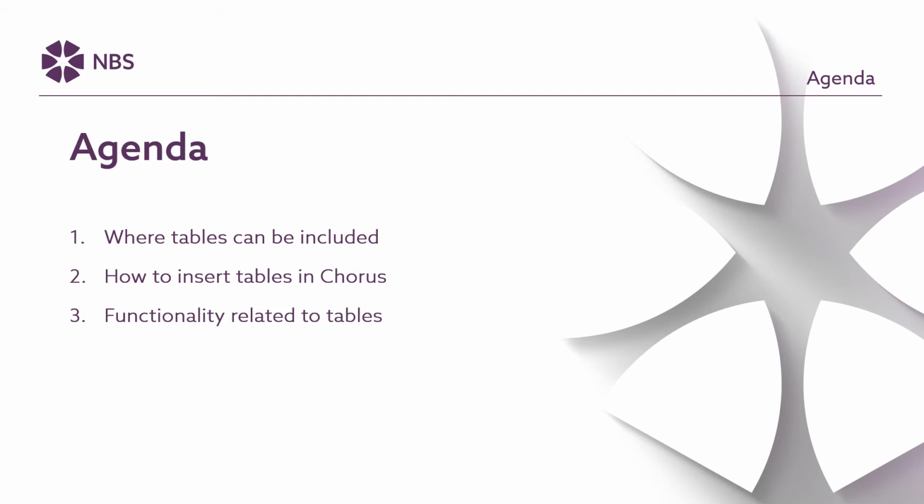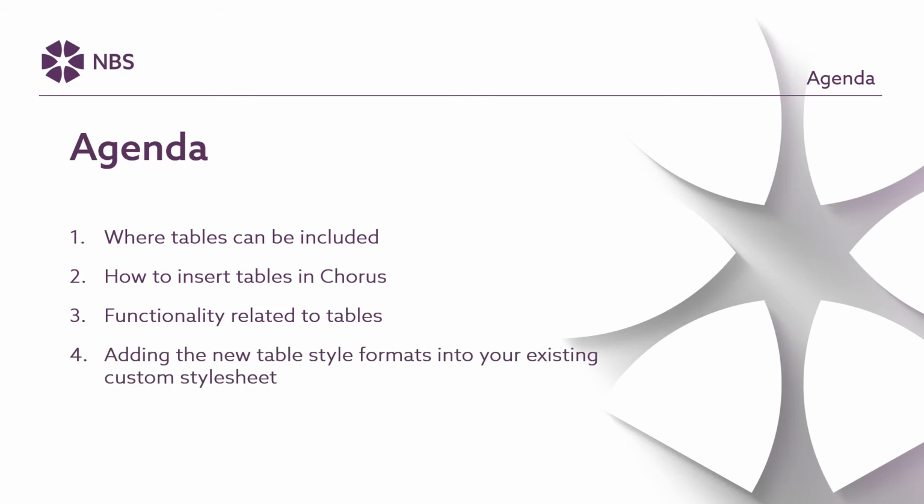Then I'll switch into Chorus and walk you through inserting and editing tables within the body of the specification, inserting and deleting rows and columns within the tables, and creating row and column headers within the tables. I'll also show how they will look when published. Finally, I'll walk you through updating a copy of your existing custom style sheet to include new formatting styles for tables.